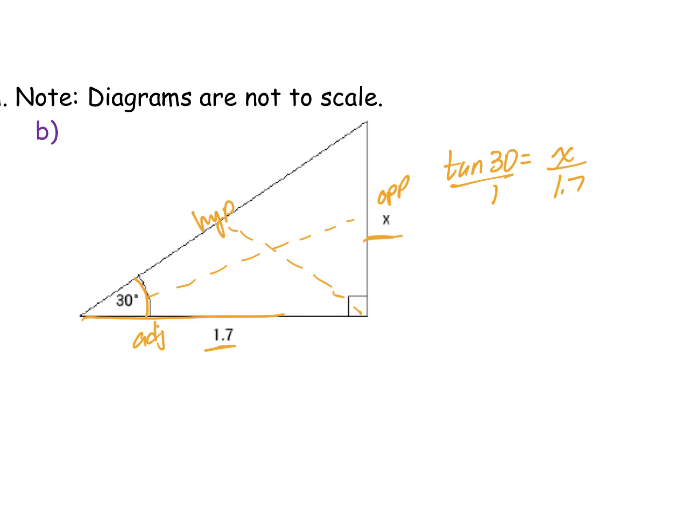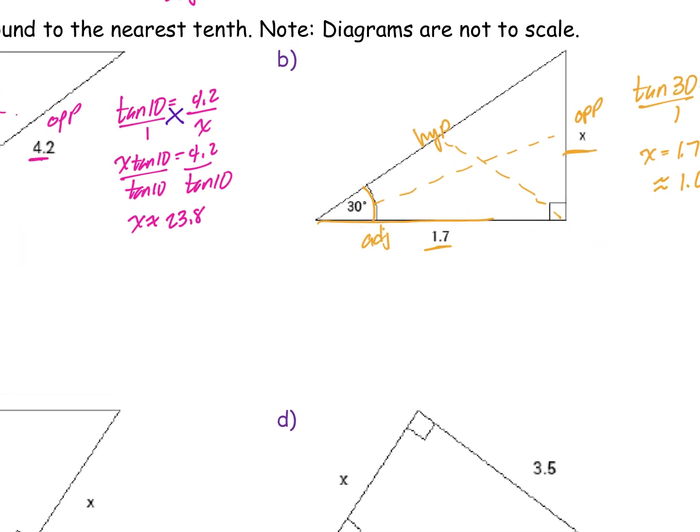So I'm going to cross multiply, and I'm going to get x is going to equal 1.7 times tangent of 30. So that's approximately equal to what, Ketlin? 1.0. Very good. 1.0. Yeah, I put that, but I just said 1 because I know 0 does not go in there.